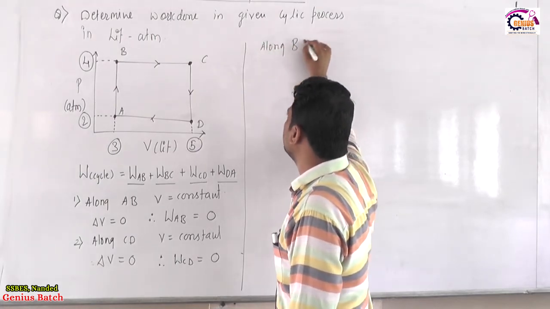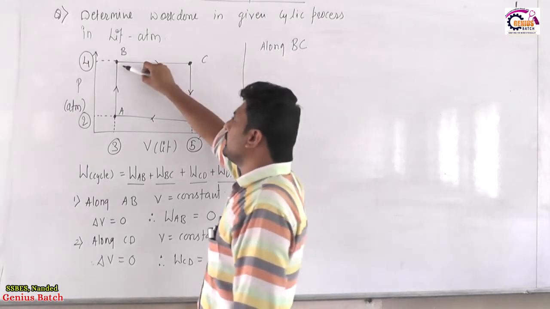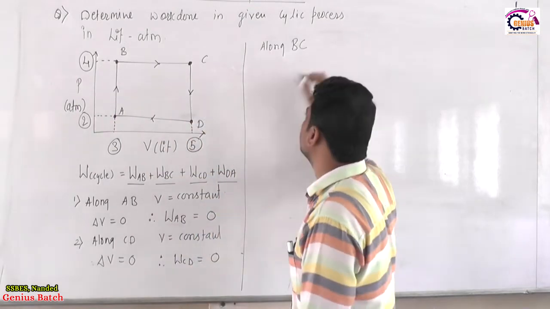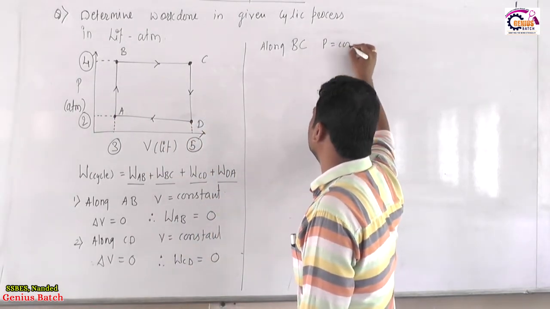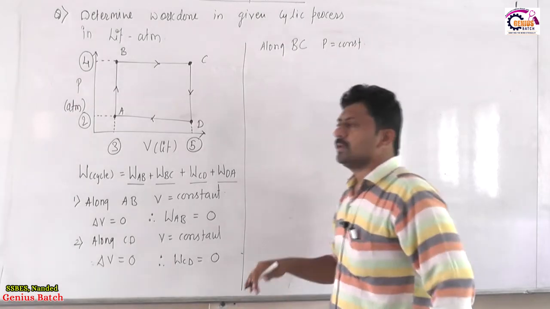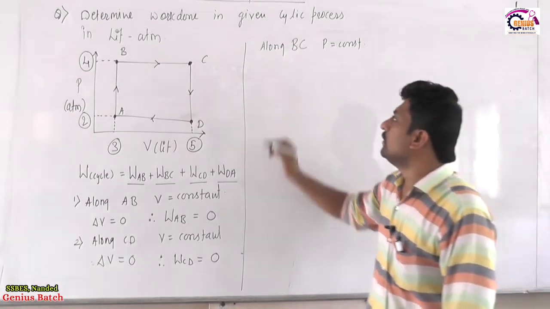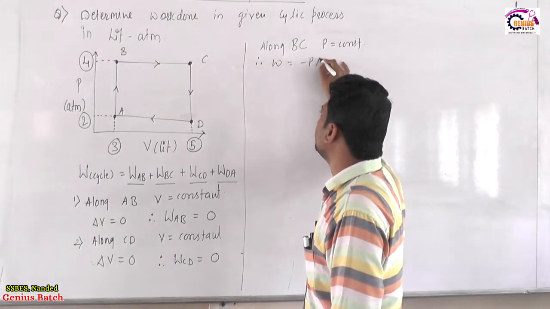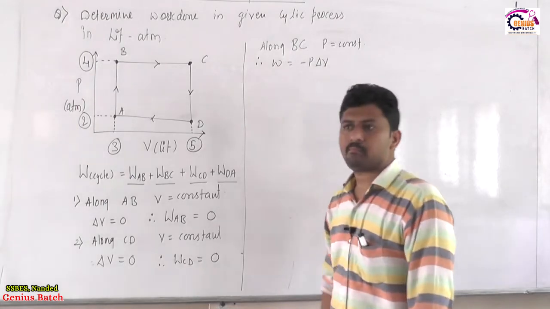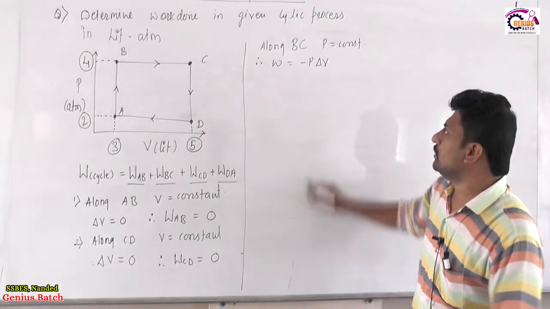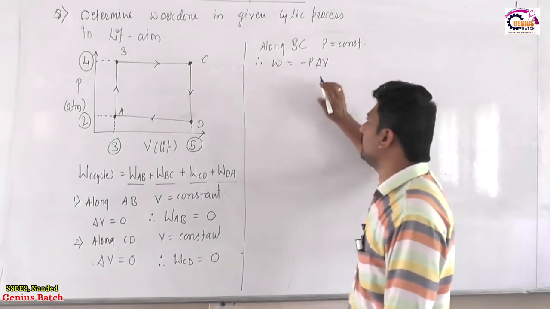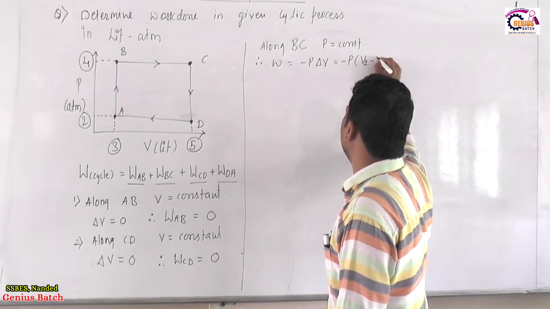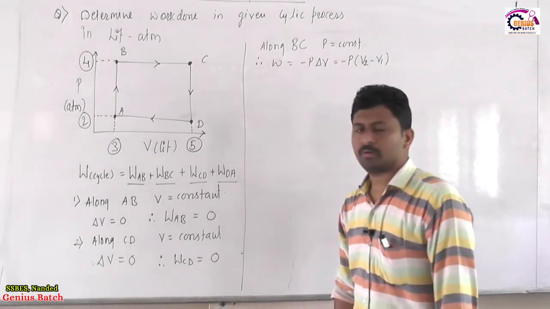Along BC, pressure at point B is 4, and at point C it is again 4. This means pressure P is constant. Now when pressure is constant, work done is minus P delta V. At constant pressure, W equals minus of P delta V, which can be taken as minus P into V2 minus V1. Clear?